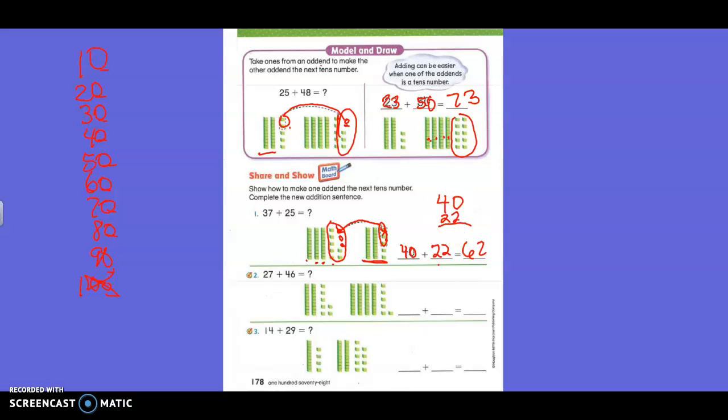Or just think. Count all these together now. 1, 2, 3, 4 10s, 5, 6 10s, which is 6, right? And then 2 left over, 62. Okay? Let's do the next one. 27 plus 46. Okay, boys and girls, which one of these are you going to add from the other side?